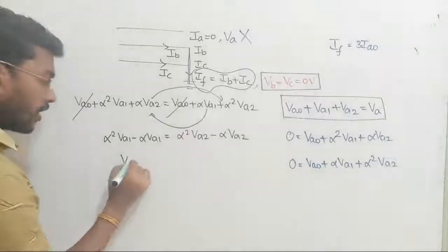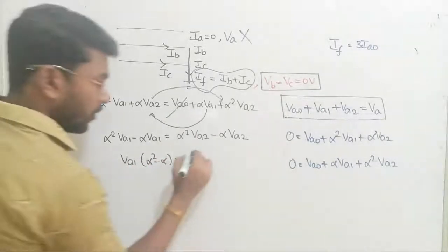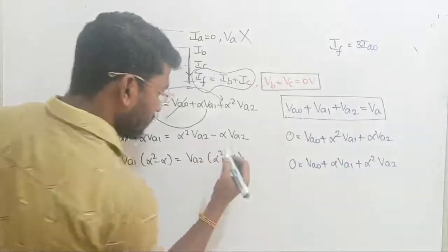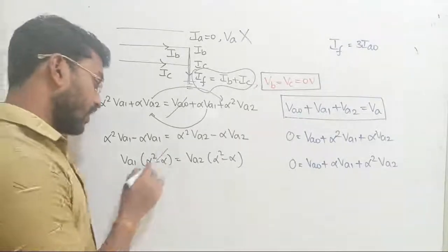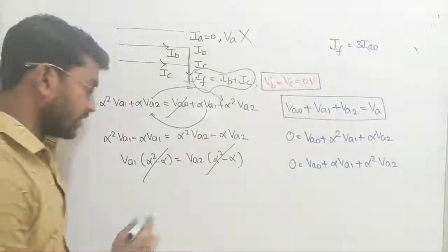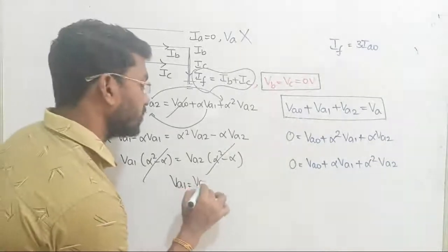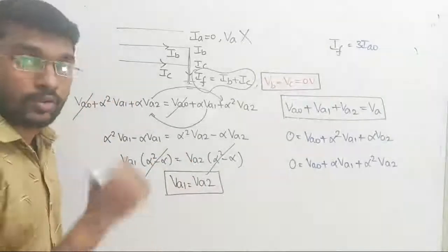See there, now you can take VA1 outside, alpha square minus alpha should be equal to VA2, take it outside as it is, alpha square minus alpha. See there, we had a beautiful observation here. These two terms are going to be cancelled. Yes, of course, such that positive sequence voltage and negative sequence voltage are going to be equal. What a beautiful observation. Yes or no?